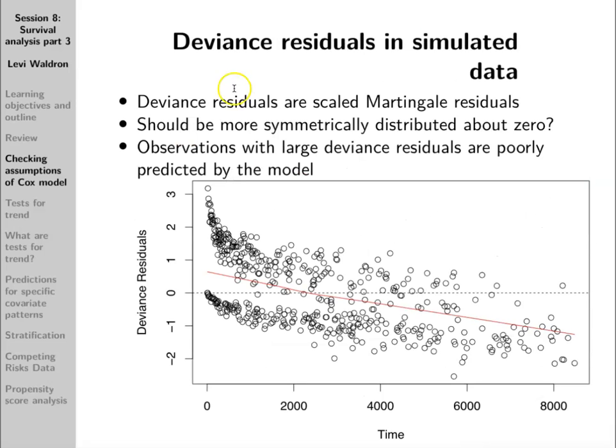The deviance residuals are scaled versions of the martingale residuals, so that they should be more symmetrically distributed about 0. But as we see in this plot here, they're still not great. We still see this trend in the red line over time.